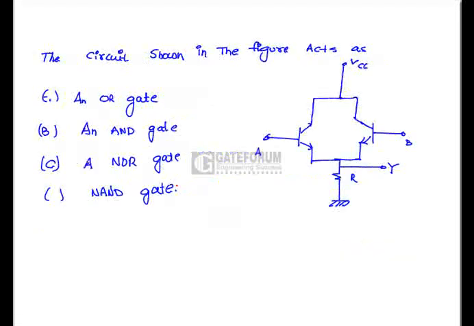The circuit shown in the figure acts as... See, we can find the behavior of the particular circuit given in the figure by finding the truth table of the given circuit, that is A, B and Y. We know that this is the NPN transistor, meaning it turns on for logic 1 in case of digital electronics. So if we take A, B, meaning two variables, we will get four combinations.